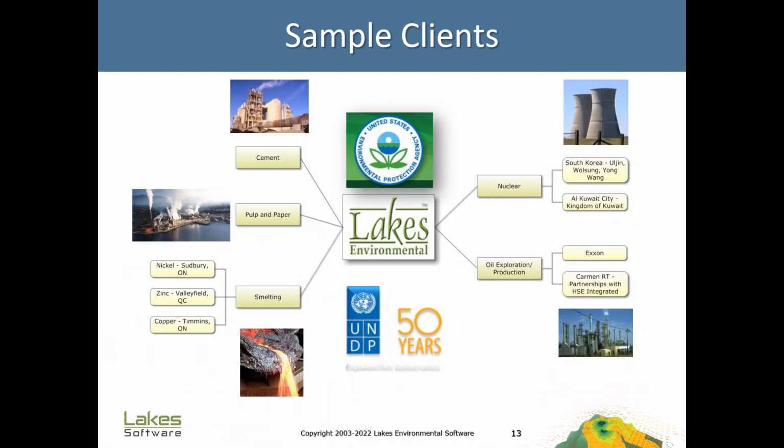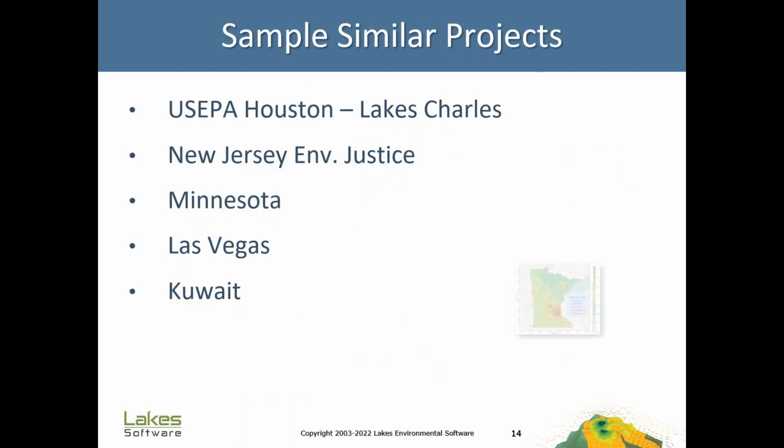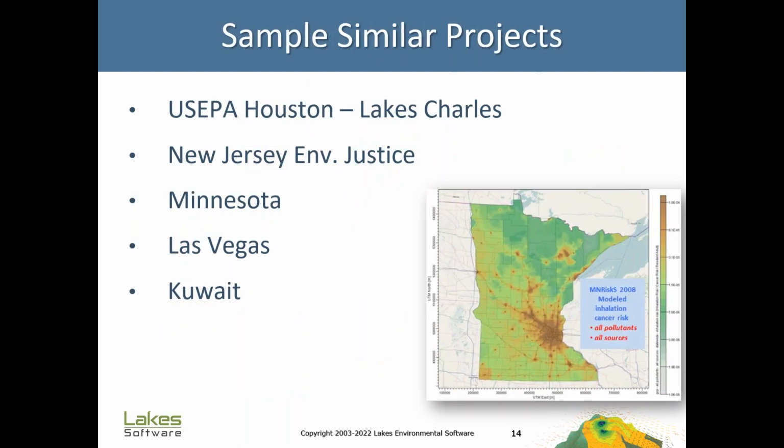So these are just sample clients, the US EPA, the United Nations, we have refineries, we have nuclear power plants, we have pulp and paper, and the list goes on and on and on. We have entire countries, entire states, we have cities, we have private clients, government, etc. This is just an example of the clients using AQMIS. The US EPA, Houston to Lake Charles. This is in the United States, from Houston to Lake Charles.